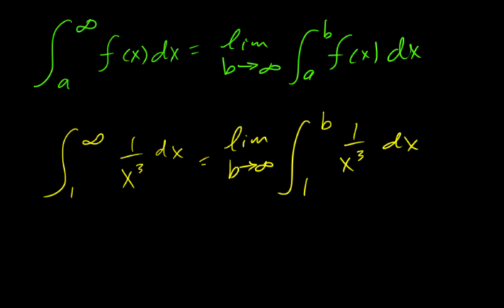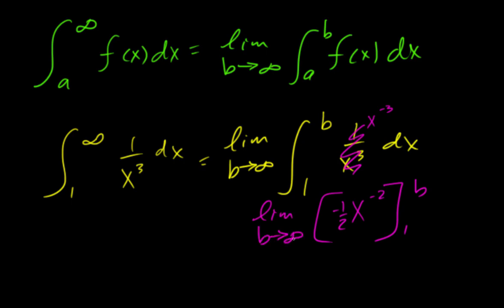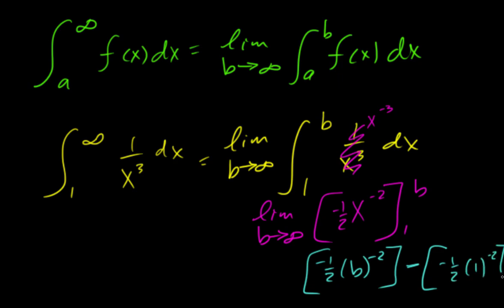And so what we're going to do next is just take the antiderivative. So I'm going to think of this like x to the negative 3. So it's x to the negative 2, negative 1 half. Evaluate that from 1 to b, and we still have the limit as b approaches infinity out in front. Okay, so I plug in b, I get negative 1 half b to the negative 2 minus negative 1 half 1 to the negative 2. And then I still have the limit as b approaches infinity of all of that.